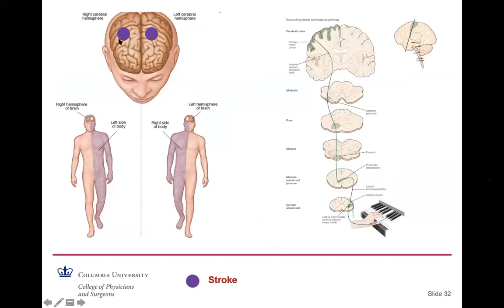Again, this is just to emphasize that a stroke on one side will affect the body on the opposite side. So a right-sided stroke will cause symptoms on the left side of the body, and a left-sided stroke will cause symptoms on the right side of the body. And this is just showing why that happens: it's because of the crossing over of those fibers at the base of the brain, in the area of the lower brainstem, to the other side. It's why one half of the brain affects the other half of the body.